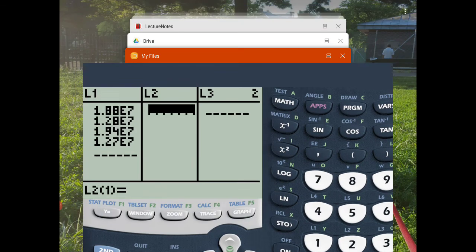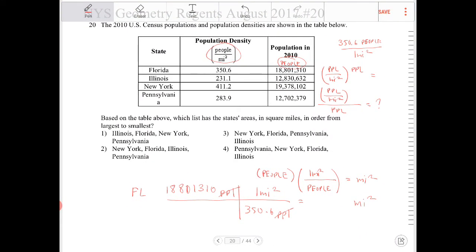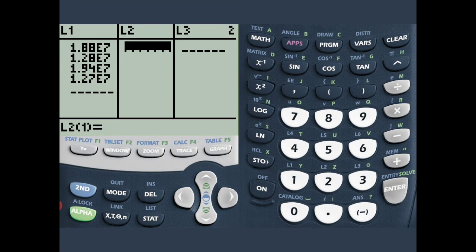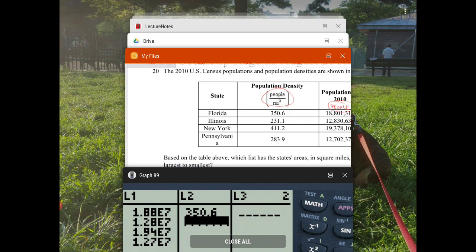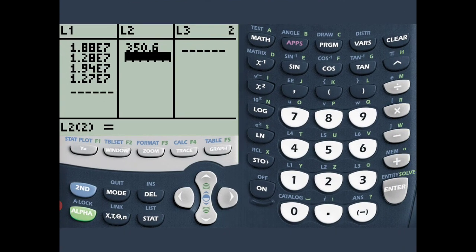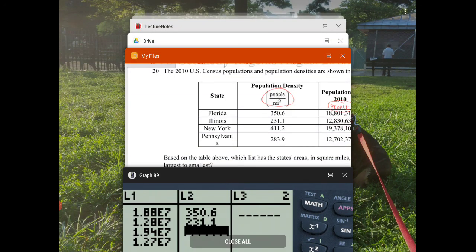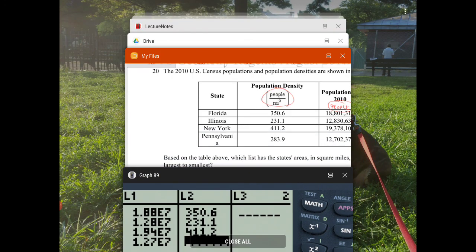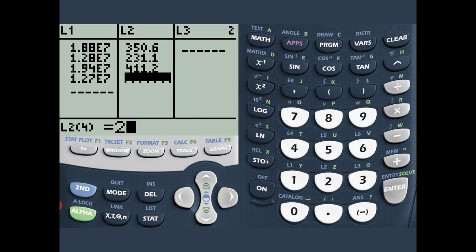I'm going to enter in the population density into L2, and that's 350.6, 231.1, and the next one is 411.2, and the last number is 283.9.